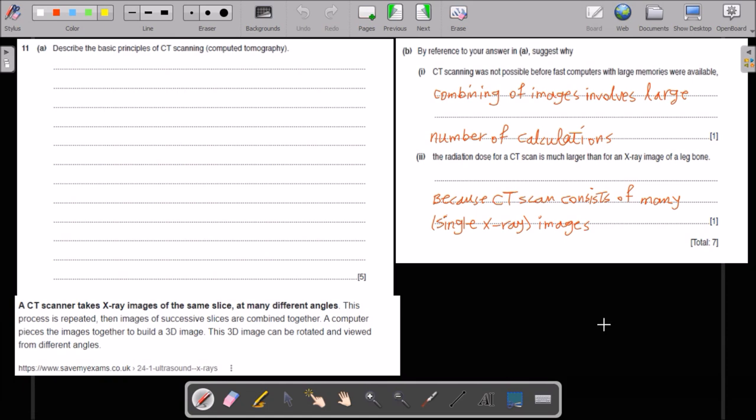By reference to your answer in A, suggest why CT scanning wasn't possible before fast computers with large memories were available. Because you know that combining images involves a large number of calculations. That's why we need fast computers with large memories. The radiation dose for a CT scan is much larger than for an X-ray image of a leg bone. So why? Because a CT scan consists of many single X-ray images. That's why the radiation dose for a CT scan is much larger than for an X-ray image.